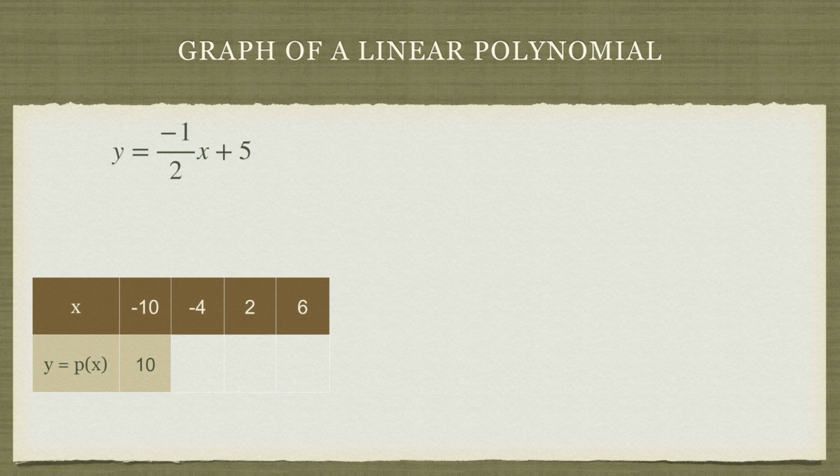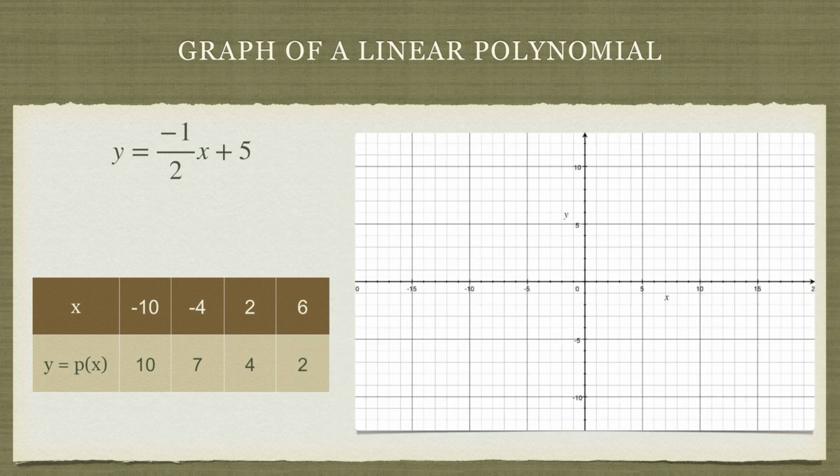So for x equals minus 10, y will be 10. For x equals minus 4, y will be 7. For x equals 2, y will be 4. And x equals 6, y will be 2. Now let's plot these points on our graph paper.